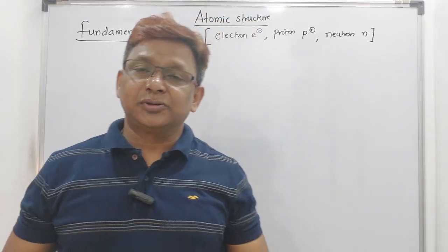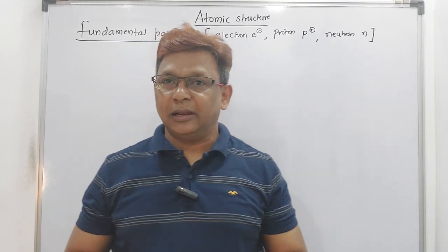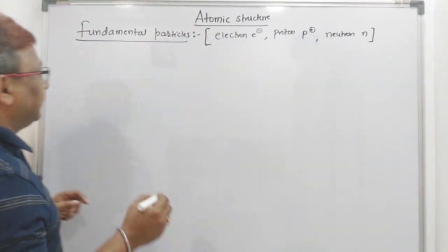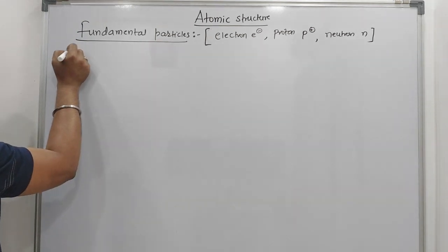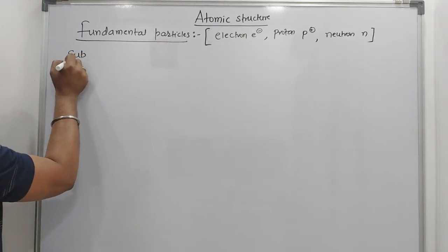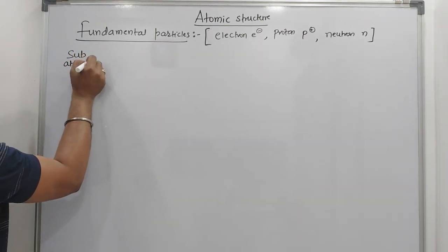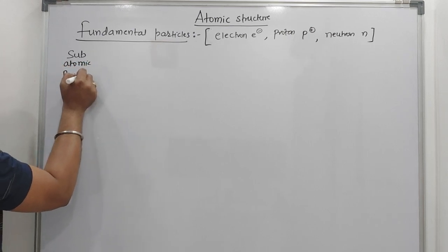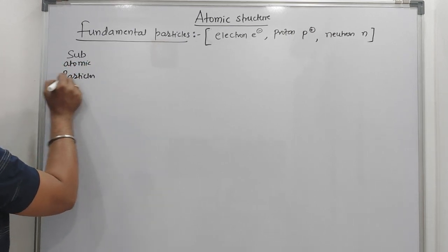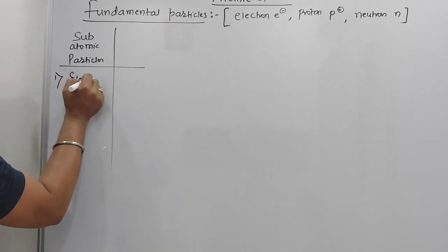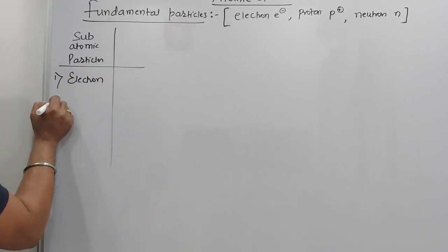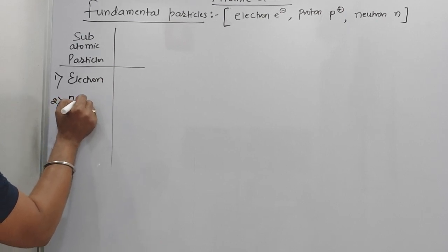Now we understood what subatomic particles there are: electron, proton and neutron. But I am going to draw a chart for this. Just try to understand. First I will write subatomic particles. What subatomic particles have we learned till now? The first one is the electron, a subatomic particle. The second one is the proton.